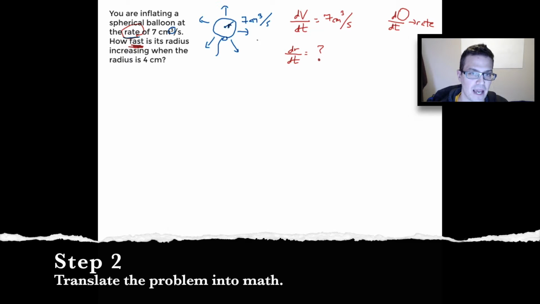So step 2, again, back to translating everything from English to math, is to write down everything that you possibly know that's given here. In this case, what we're looking for, I'm just going to put a question mark since it's not actually given. Then it says how fast is it when the radius is equal to 4 centimeters. So I'm just going to write at r equals 4 centimeters. So when the radius is 4 centimeters, how fast is the radius changing, given the fact that we know the balloon is inflating and changing its volume at 7 cubic centimeters per second. Okay, so that would be step 2.